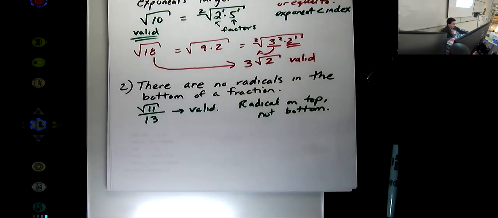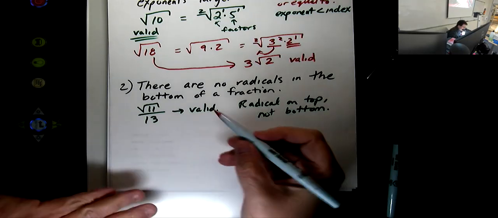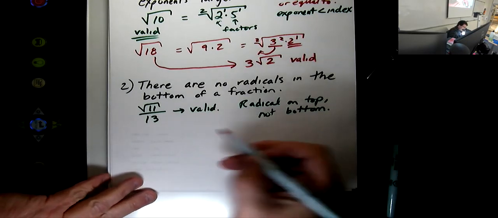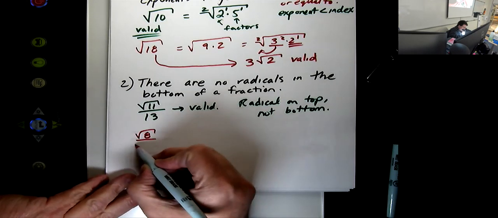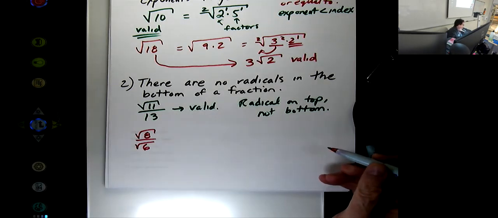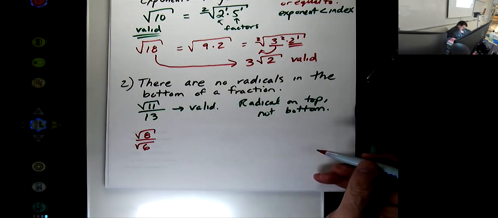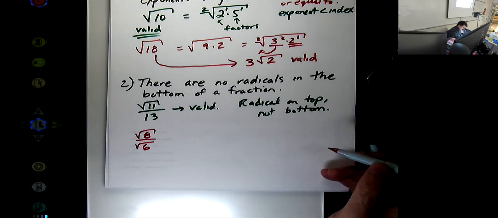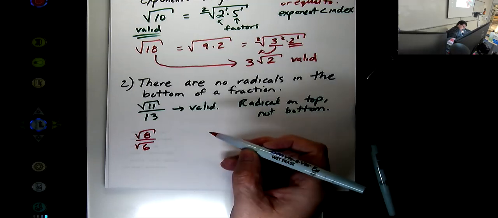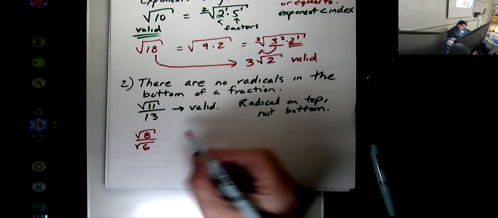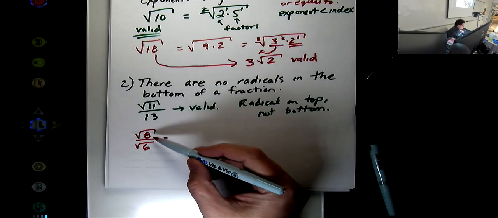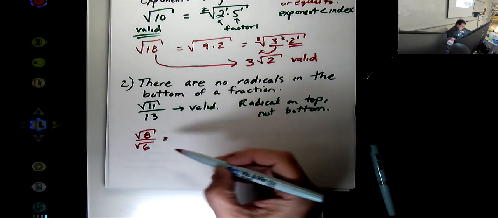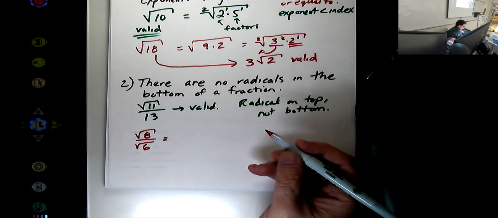One that is not ready is, let's go with the square root of 8 over the square root of 6. So we've got two things we have to fix here. The square root of 8 is not simplified as it is. We also have the square root of 6 on the bottom. How you do this is up to you.